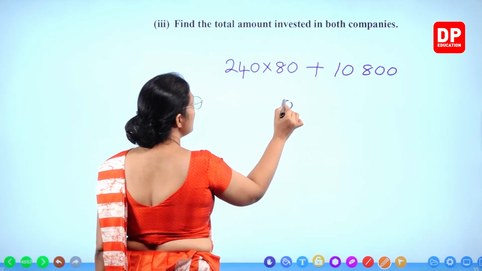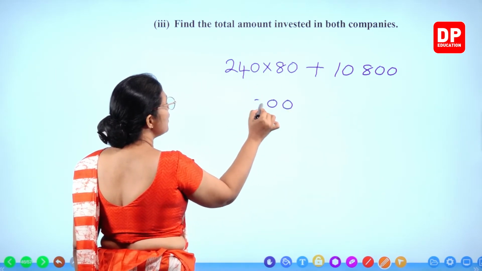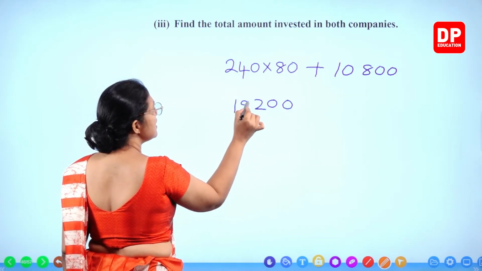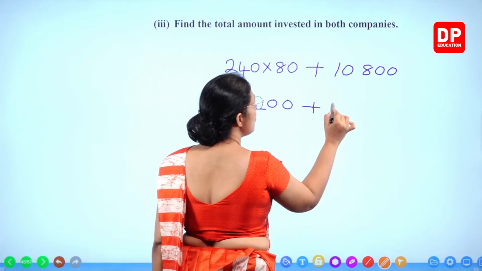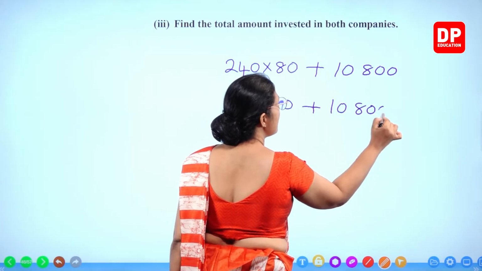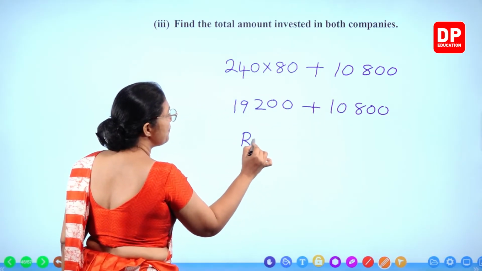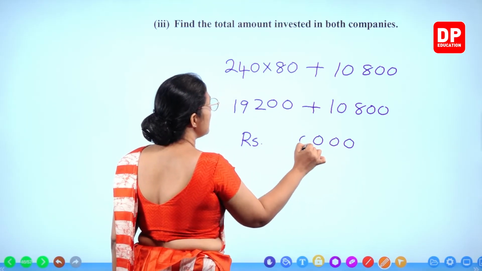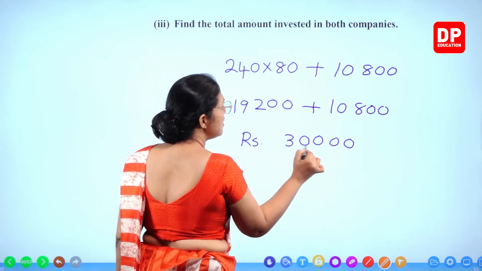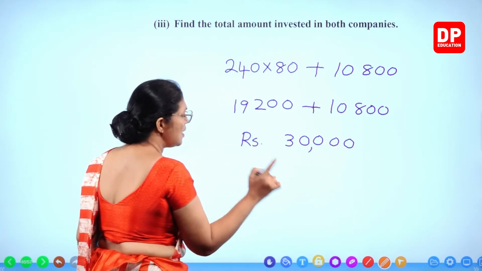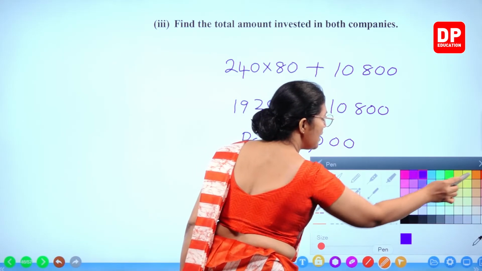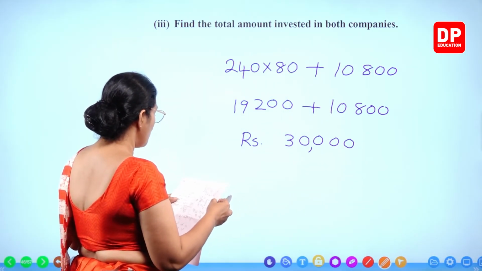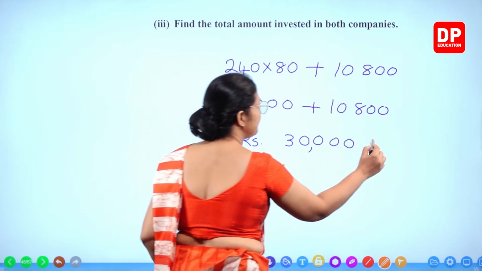So what is this value? 8 times 4, 32, 3 remaining. 8 times 2, 16 plus 3, 19. So 19,200 and 10,800 all together, that is 30,000 rupees. 30,000 rupees is the total invested amount. So, you get 2 marks for that.